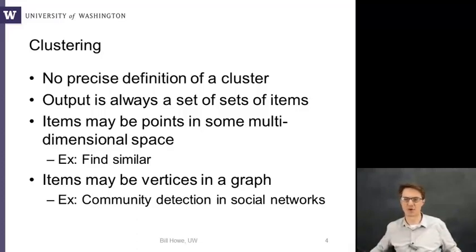Okay, so these items may be points in some multidimensional space, and your goal is to group them by similarity. Or the items may be, say, vertices in a graph, and your goal is to find communities that collaborate more closely than other communities, or that communicate more closely than other communities. Okay, so here you're looking at the edge structure of the graph to identify the clusters, but the output is still the same. It's a set of sets of items.